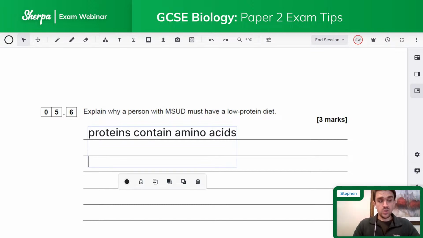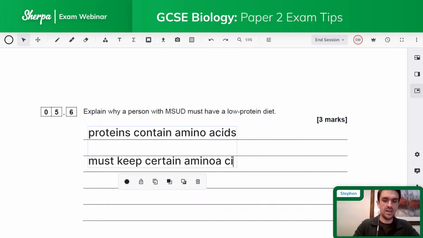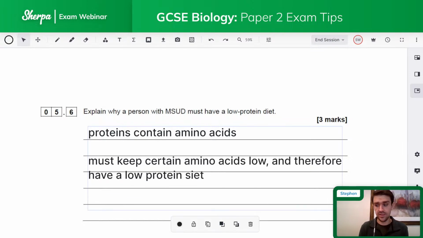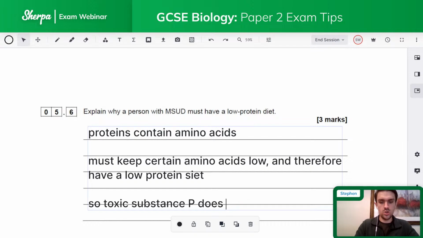If proteins contain amino acids, we need to keep the amount of protein low, or keep the amount of amino acids low, and therefore we need to regulate their intake of protein. So we must keep certain amino acids low, and therefore have a low protein diet. But why is this? Why does a person need that? Well, they need it so that toxic substance P does not build up. And again, keep asking yourself why.